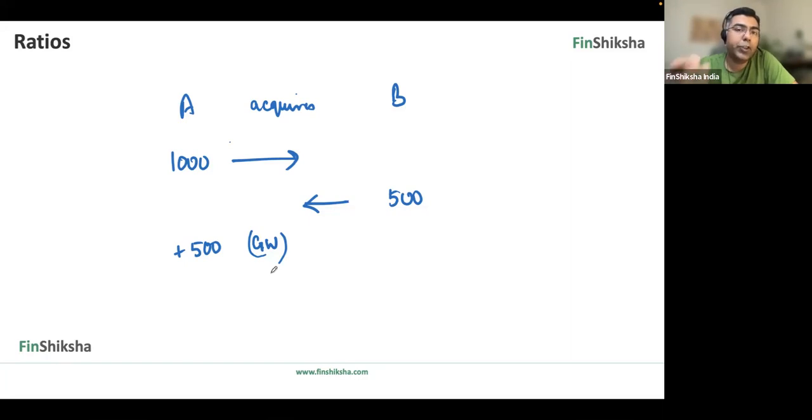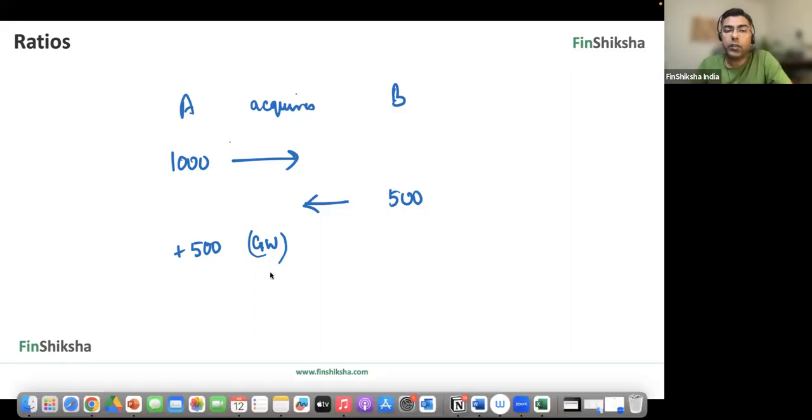In plain simple English, you have to ask a question. If I were to sell these assets again in the market, will I get the same amount? Will I get 40,000 crore? If the answer is yes, you carry it as it is. If the answer is no, you have to write it off, right? That's what this company has done.